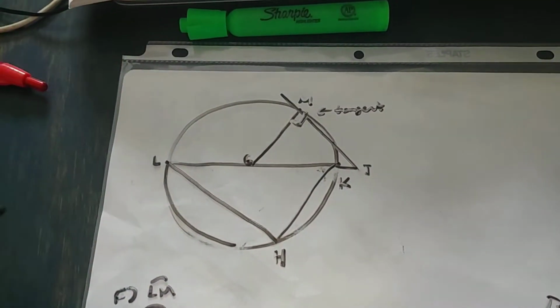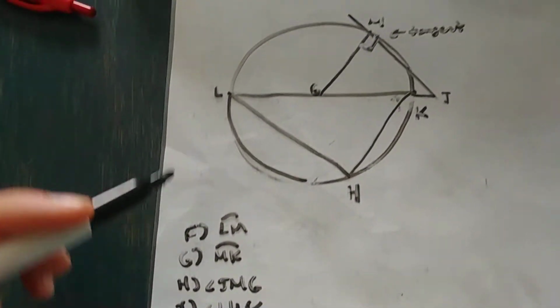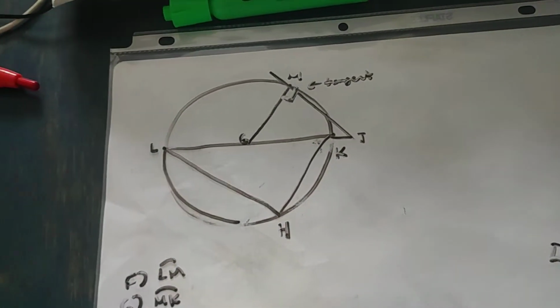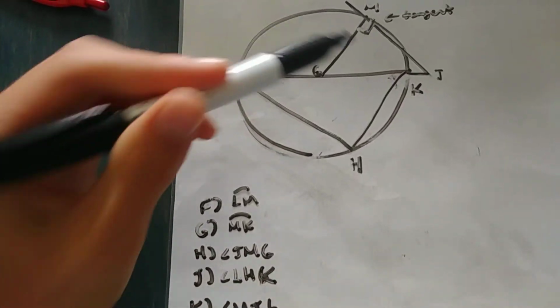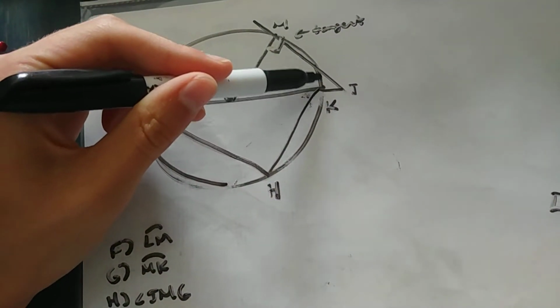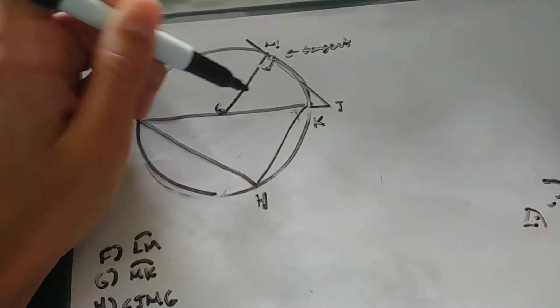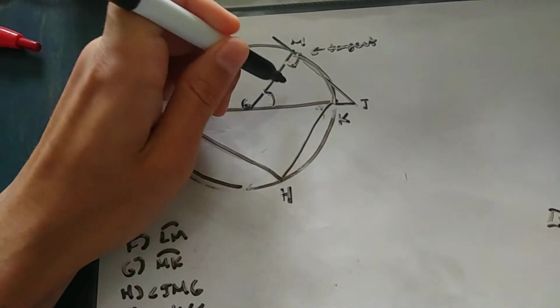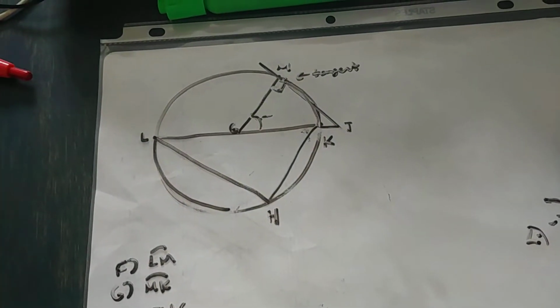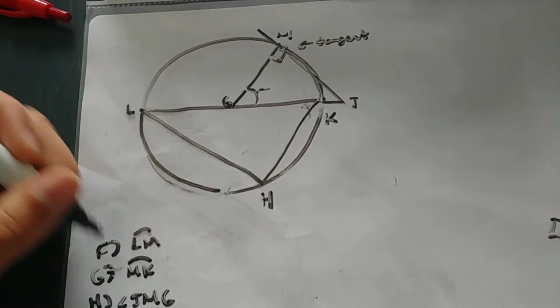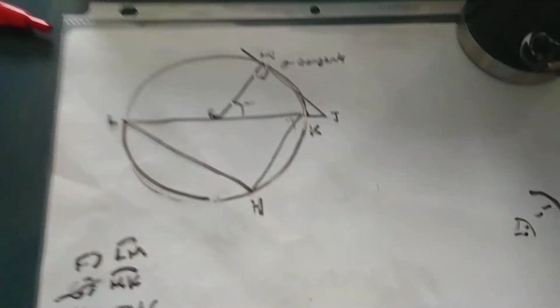Okay, well, so let's look. LM. Alright, that's this thing. Well, we don't know yet. Let's compare the other things, okay? MK. Well, that's right here, and we know this arc must be the same length as this. This is less than 90 degrees, so we know that it's not MK because of that. So, let me X that out. Oh, I took that off, okay.